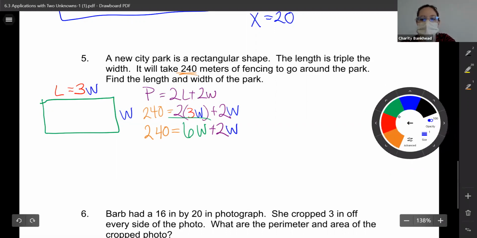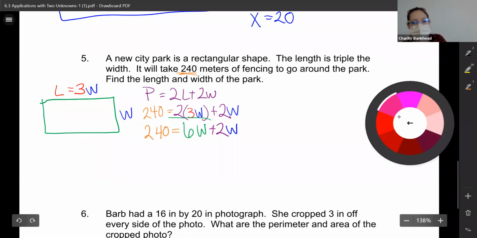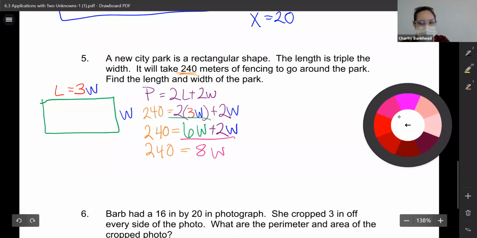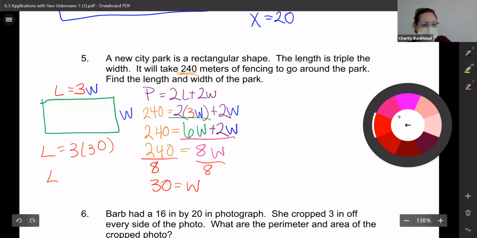And then combine the like terms. So 6W plus 2W equals 8W. So 240 equals 8W. And then just divide both sides by 8. So 30 equals W. And L equals 3 times 30, which is 90. All right, so the length is 90 meters and the width is 30 meters.